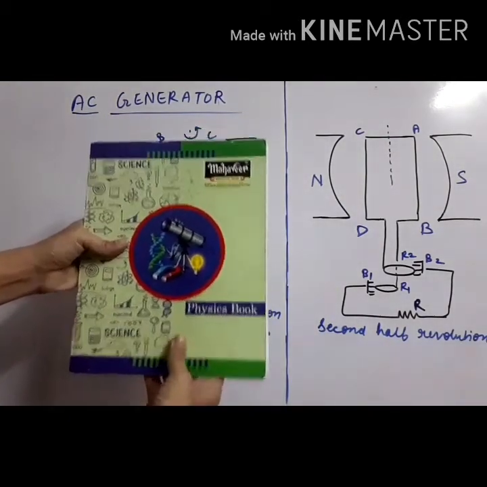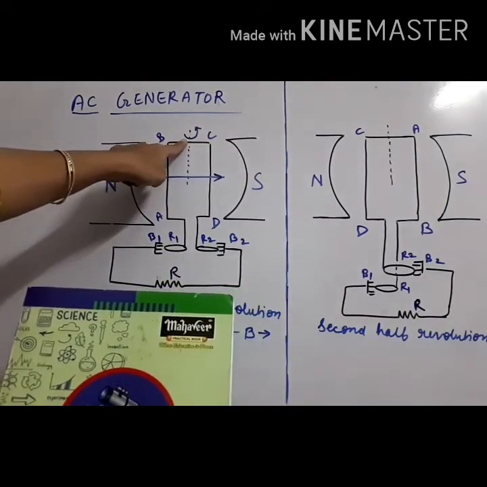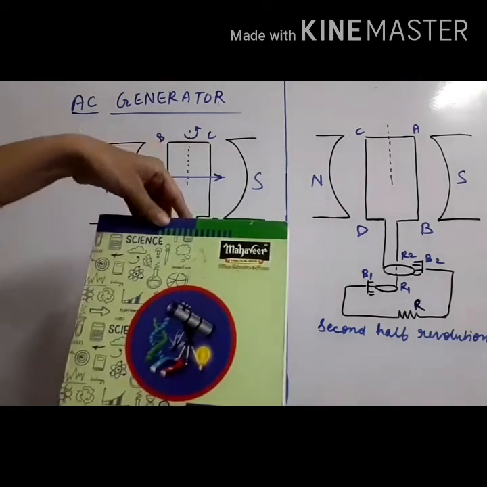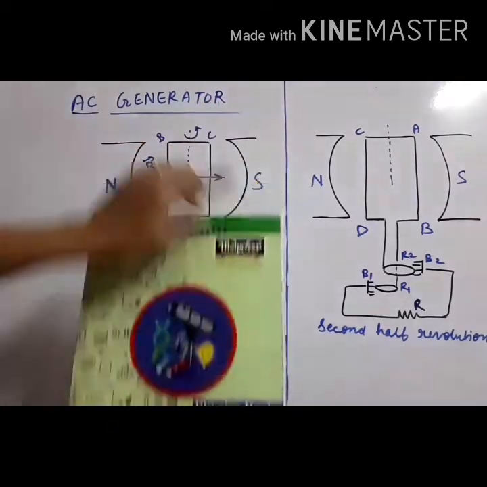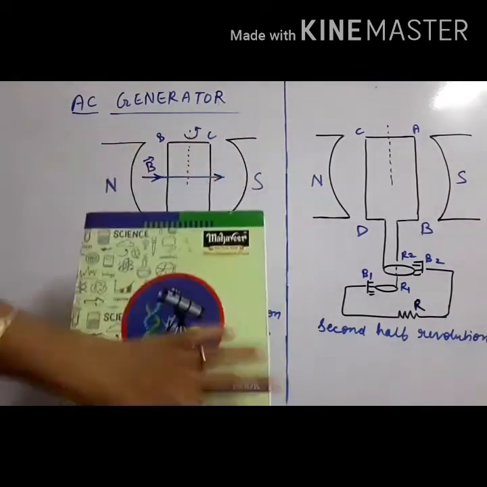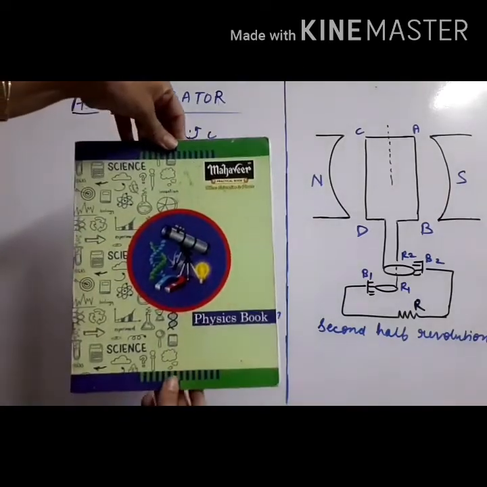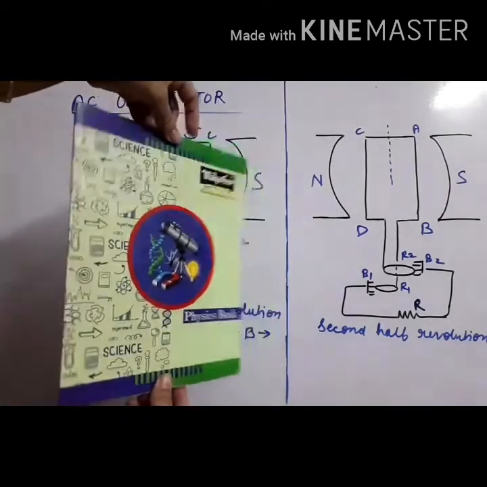Now what we have to do, we have to rotate the coil. The rotation direction is shown inward from this side. So you see, if this is the CD side, CD, we have to rotate the coil from its central axis this way.